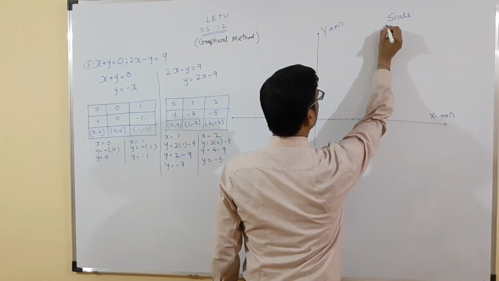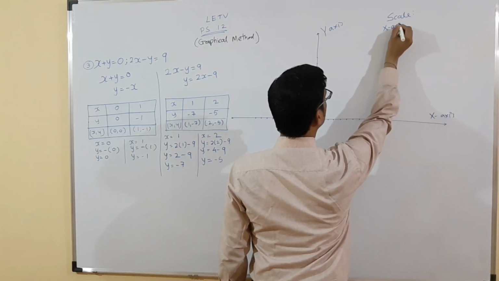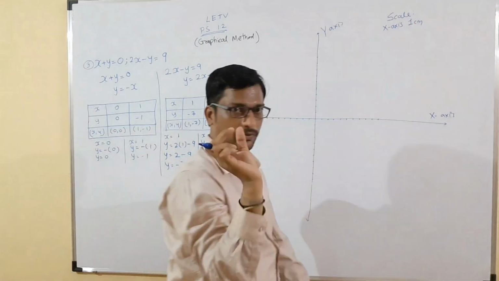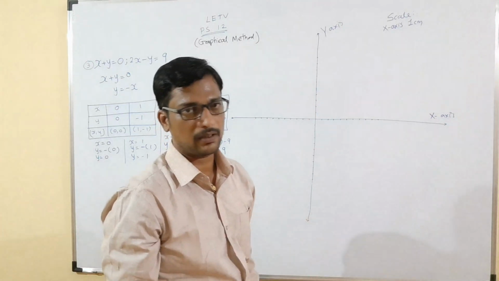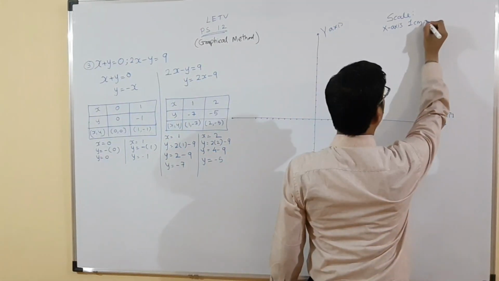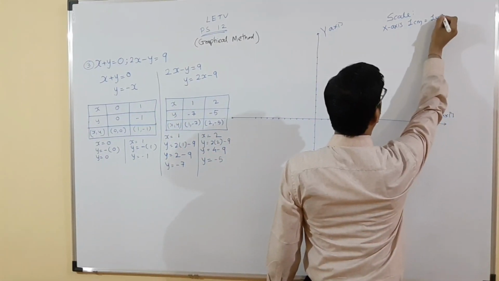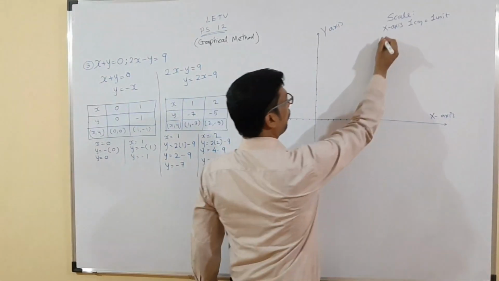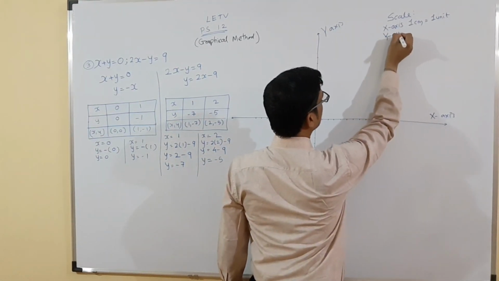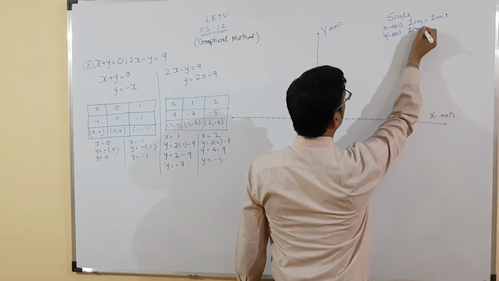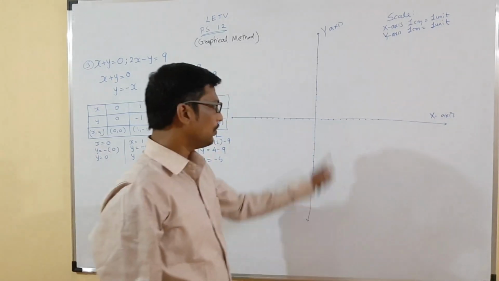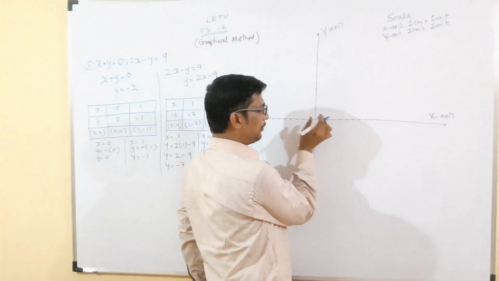So on x-axis, 1 centimeter. Now here the one box of the graph is nothing but the 1 centimeter. So 1 centimeter is equal to 1 unit. For my consideration, I am taking it as 1 unit. Fine. And on y-axis, 1 centimeter is equal to 1 unit. Fine. So here this is my 1 centimeter, that is one box.